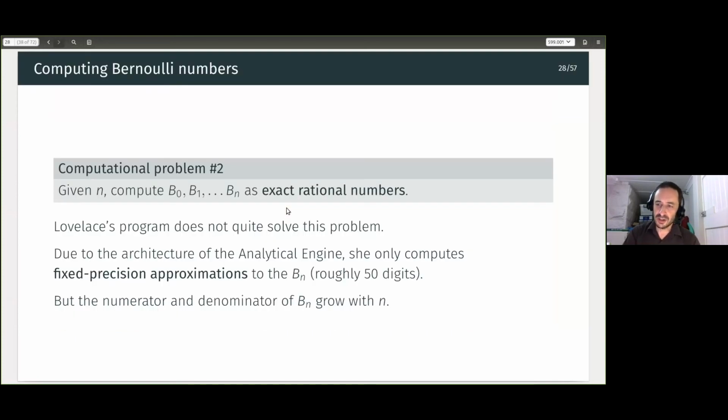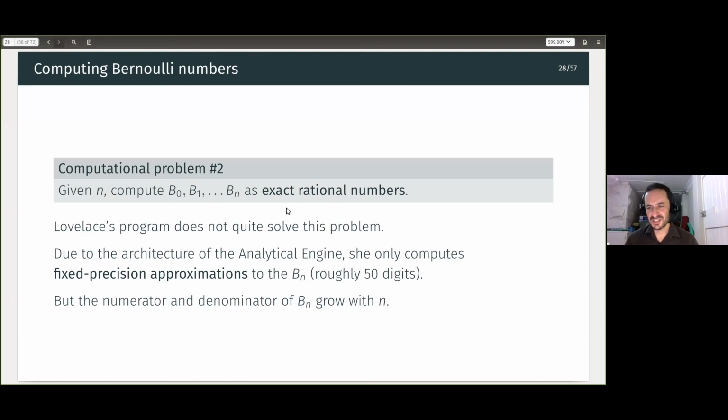So the second computational problem I want to talk about is, given a number n, to compute the first n Bernoulli numbers as exact rational numbers. Now, Ada Lovelace's program doesn't exactly solve this problem. She does compute the first n Bernoulli numbers, but only as fixed precision approximations. And this is just because of the architecture of the analytical engine. Its registers were 50-digit floating point numbers or fixed precision numbers.